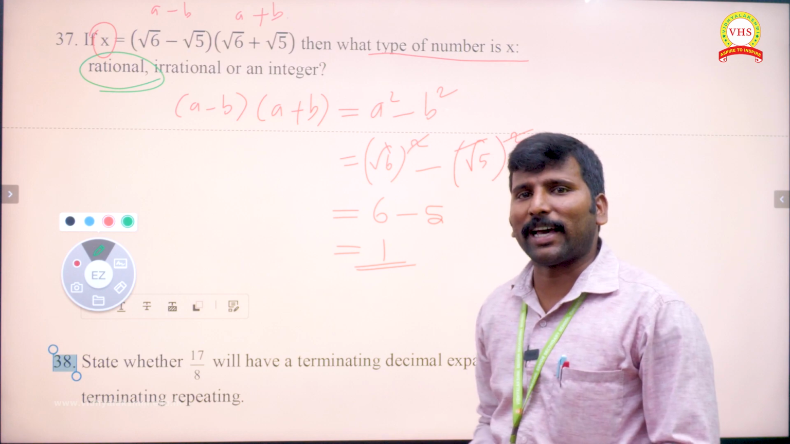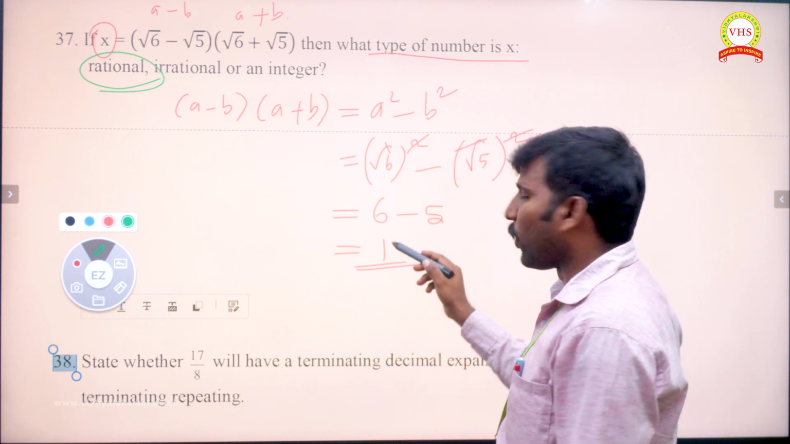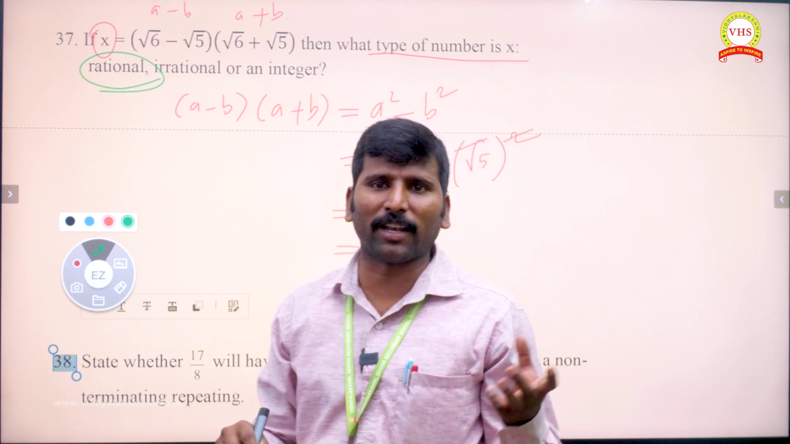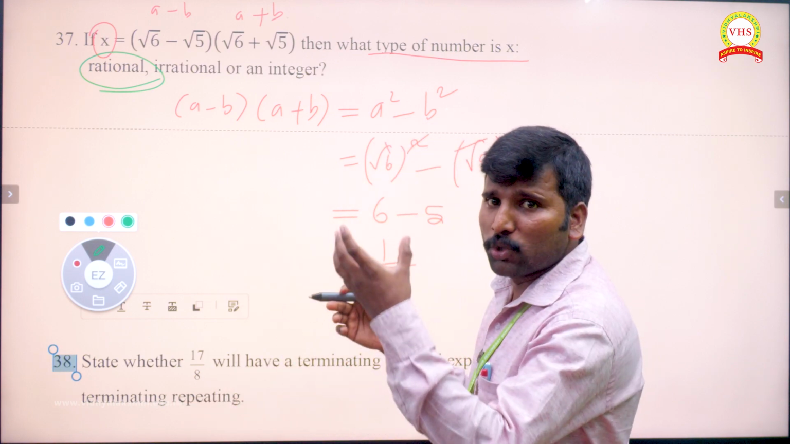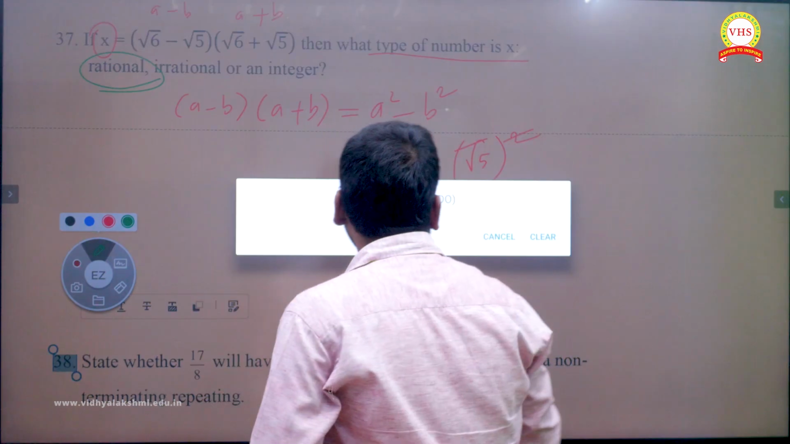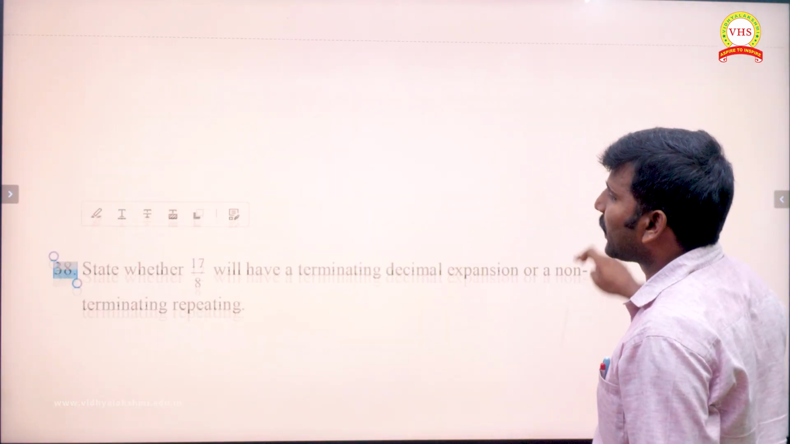We have to say it's a rational number, because it's not irrational. Irrational in the sense that the square root of any prime number is called irrational. It's not a prime number, and there is no root also. We can say it's a rational number. Understand? Right. Next question.